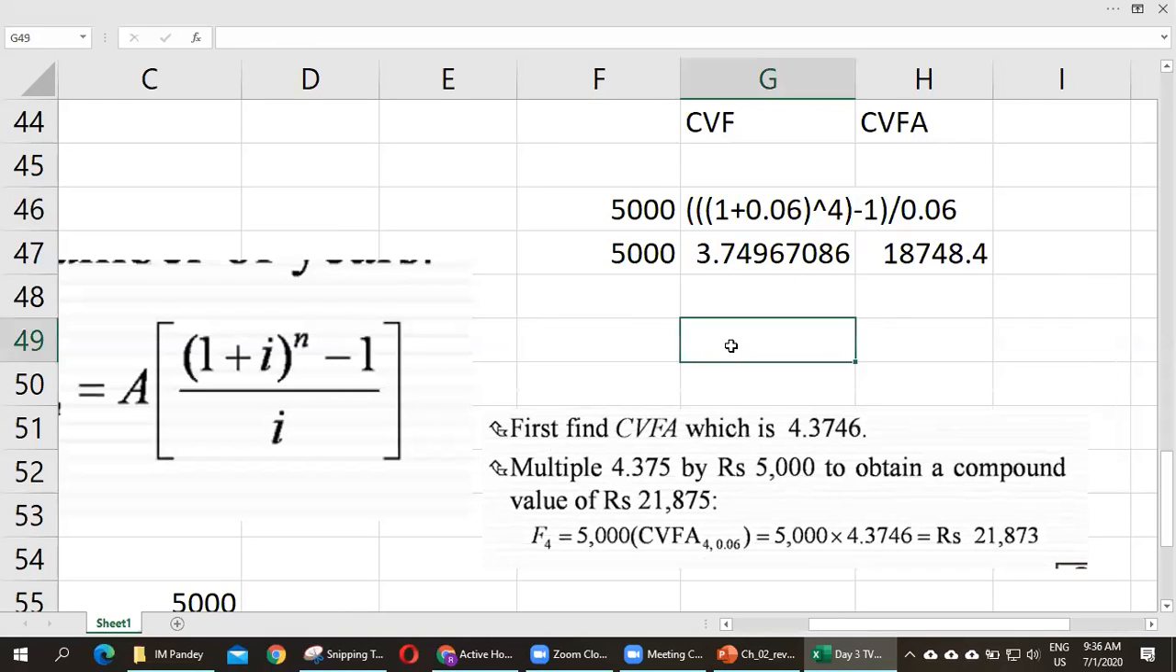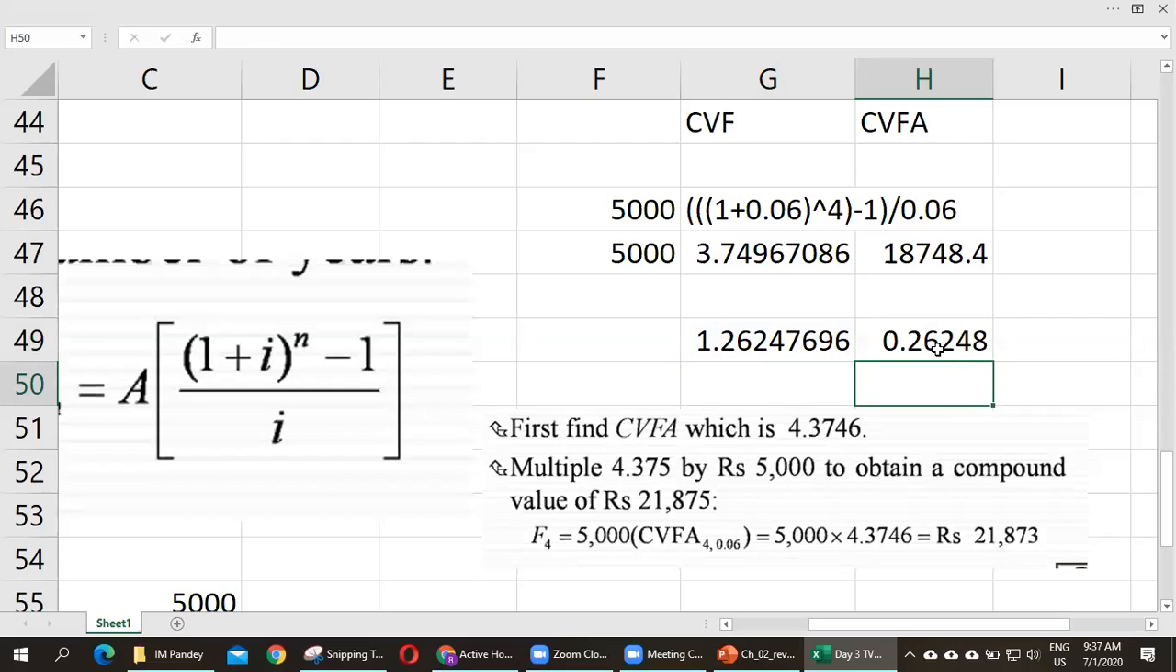We will do it step by step, bracket by bracket. Equal to 1 plus 0.06, the power, number of years 4, and minus 1. So this value minus 1, and this value should be divided by 0.06. Right. 4.3746. Is it right now? I made a mistake. I don't know where.